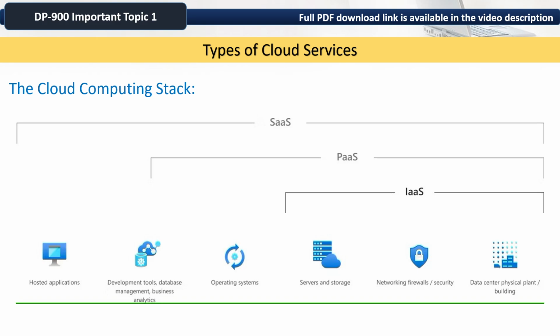Then, moving to the next step, we have PaaS that covers everything that comes under IaaS and also provides operating systems and development tools, database management, and business analytics. Then, going one step further, we have SaaS that covers everything in the PaaS and IaaS service model, but also provides hosted applications.